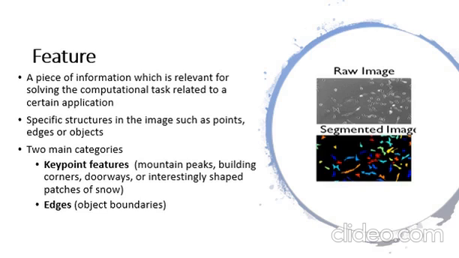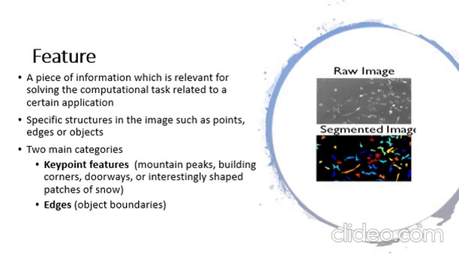Keypoint features are features that are in specific locations of the image, such as mountain peaks, building corners, doorways, or interestingly shaped patches of snow. These kinds of localized features are often called keypoint features and are often described by the appearance of patches of pixels surrounding the point location.